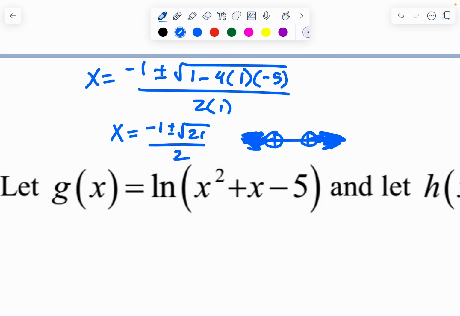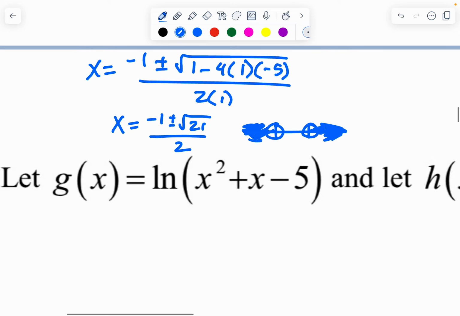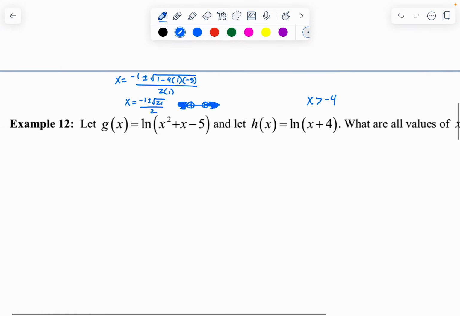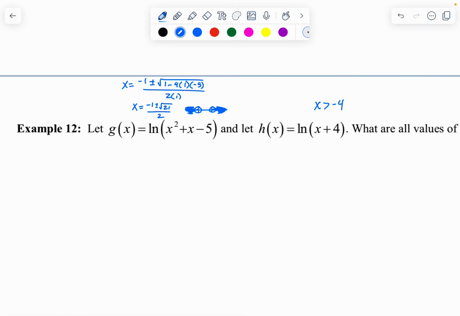So we know we want things that are smaller than -1 minus root 21 over 2, or bigger than -1 plus root 21 over 2. We also need to compare that to -4. In addition to that, we have to set these two equations equal to figure out where they intersect, so we can find where one is bigger than the other. We're looking to see what's defined, and then where they are equal, and then I'm going to put everything on a number line and go from there.